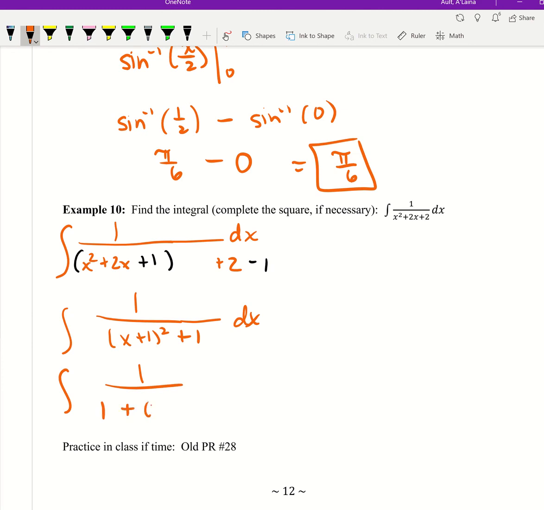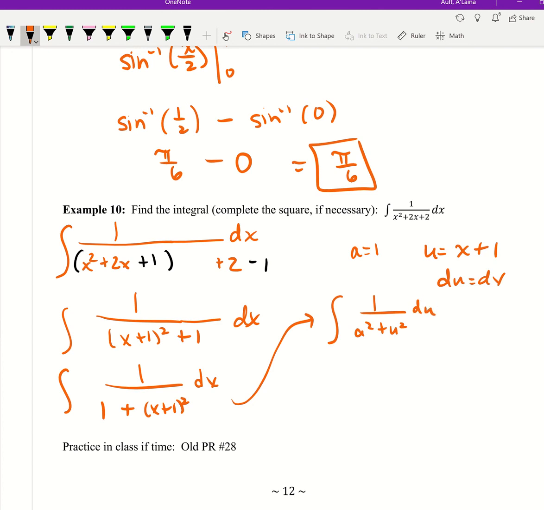You might feel like, I like it to have the a squared in the front. Totally up to you. If you would prefer to rewrite that to identify that easier, that's up to you. A is the square root of 1, which is 1. U is the square root of the function squared, so x plus 1. And du is dx. So if I do a quick rewrite, this would be the integral of 1 over a squared plus u squared, and dx would be directly replaced with du. This is a perfect match for inverse tangent.